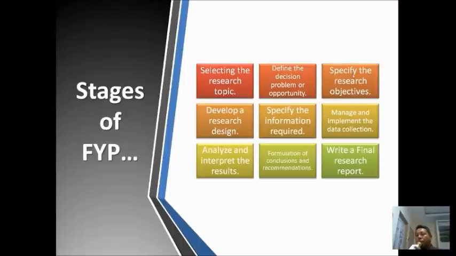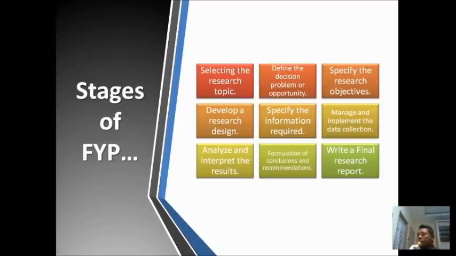And then based on the objective just now, what you have to do next is to develop a research design. You design your research on how to meet the objective or how to complete the objective. Then you need to also specify the information required, meaning that you have to understand what is needed in your design so that you can meet the objective.